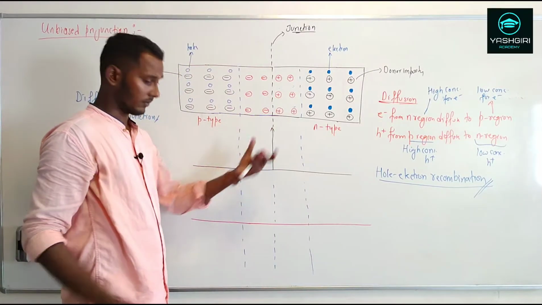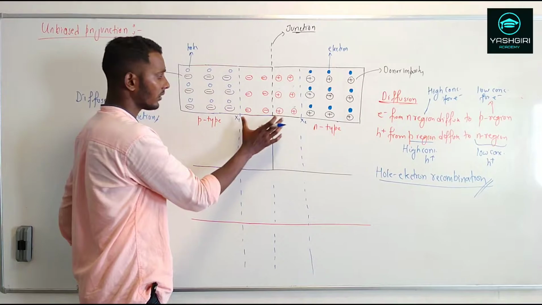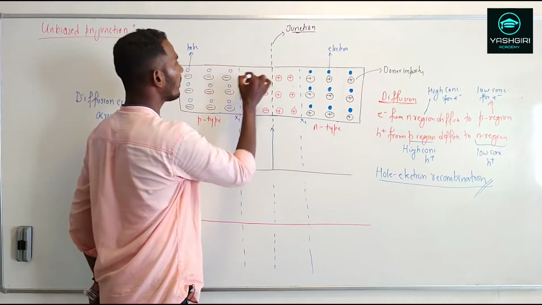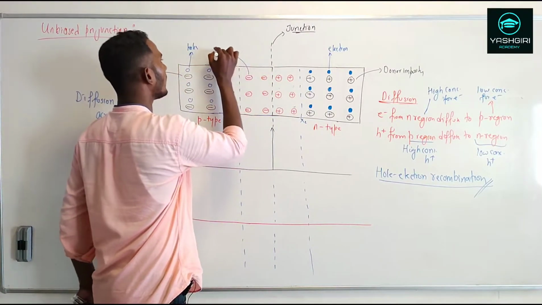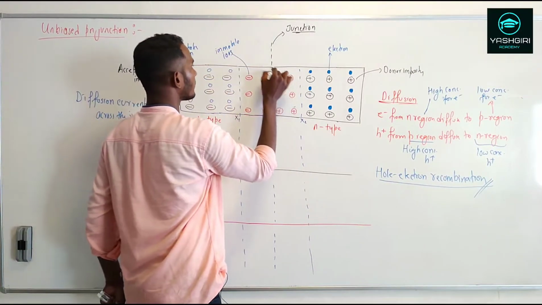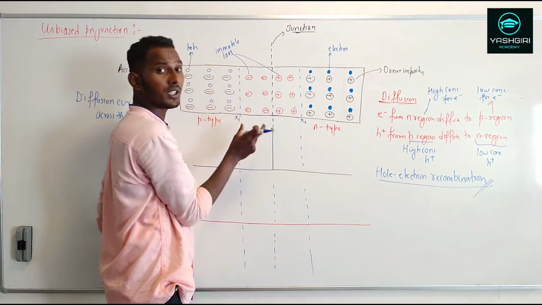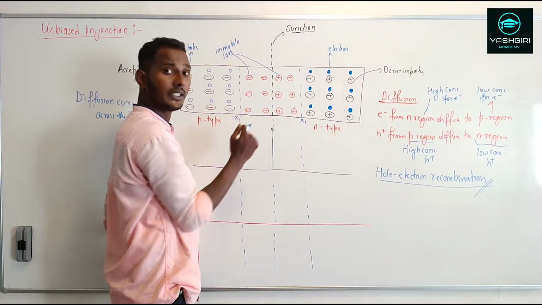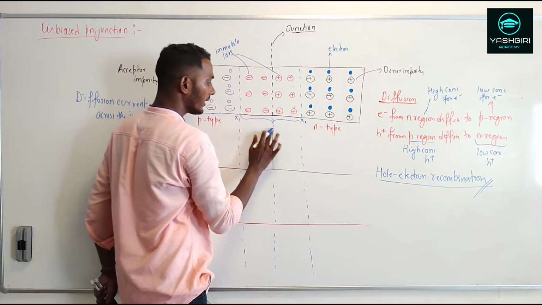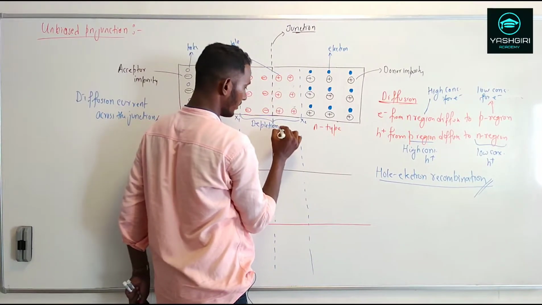Now if you look at this region, let me mark this as x1 and let this be x2. If you focus on this region between x1 and x2, what you see are immobile ions. Same thing here, immobile ions are formed. In this region there are no free charge carriers, so we have depleted the free charge carriers. So this region between x1 and x2, we can call a depletion layer, wherein we have depleted the free charge carriers.